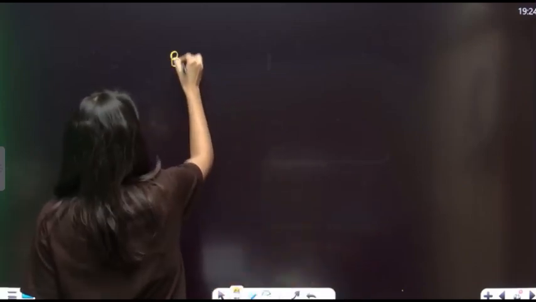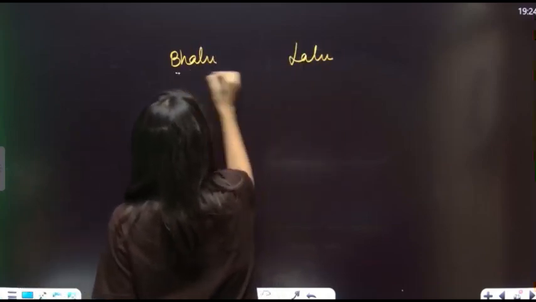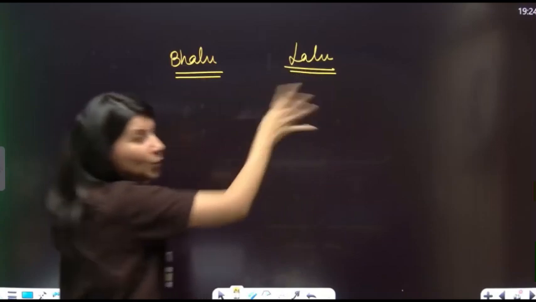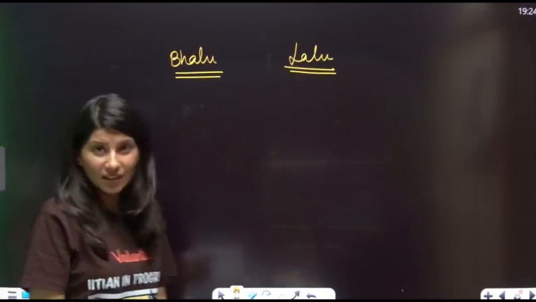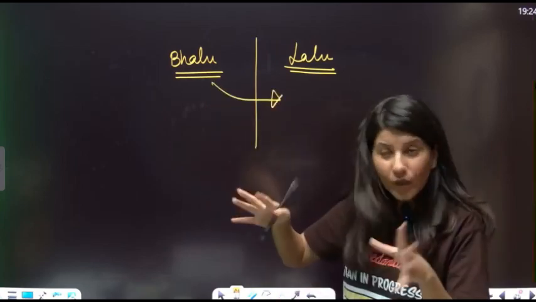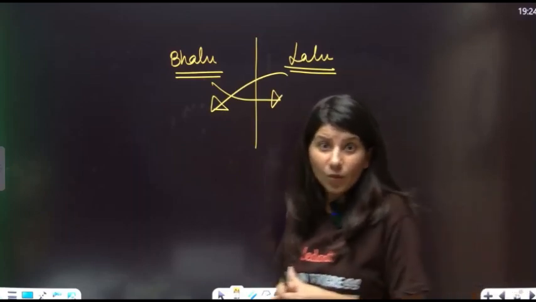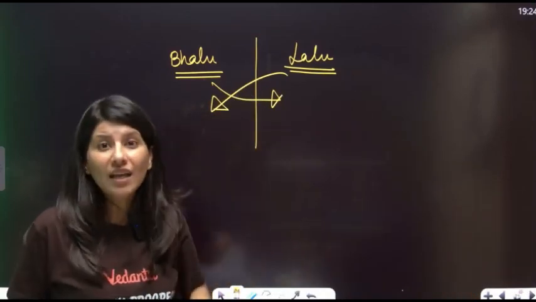And Bhalu and Lalu will work, right? Bhalu and Lalu are two brothers. When they are fighting, then what will they do? They will draw a line in between. Bhalu cannot go here. Lalu cannot go here. So they need to find a middle ground. They can meet in the living area.